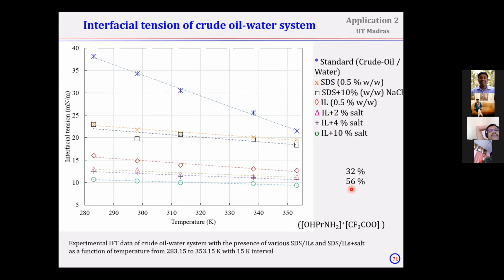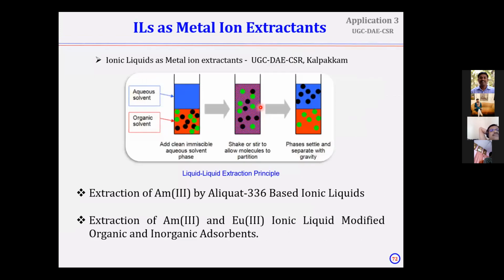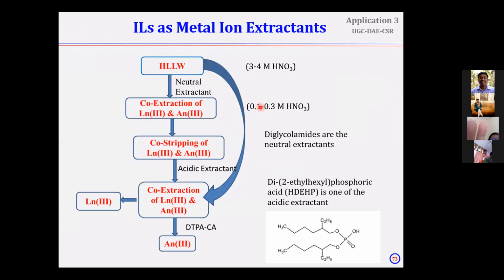And this is the predominant reason how, by adding a tiny amount of ionic liquid, enhanced oil recovery went from 52 to 72%. Well, we have so many other applications, like metal ion extraction using ionic liquid, especially aliquot or choline or ammonium based ionic liquid. How can a tiny amount of ionic liquid help to extract radioactive materials, americium, europium, or lanthanides and actinides, especially when they are present in high level liquid waste, where a trace amount of radioactive material is trapped in a large quantity of nitric acid solution.